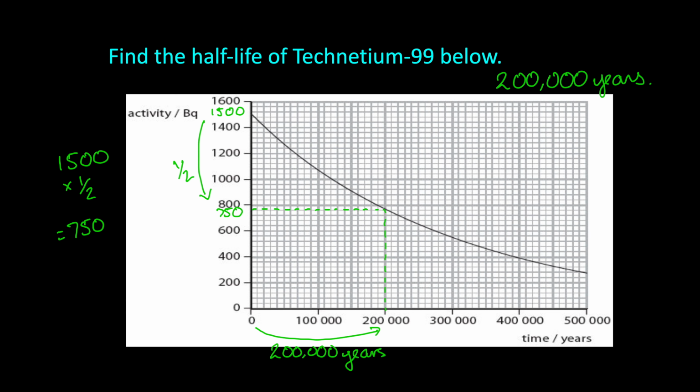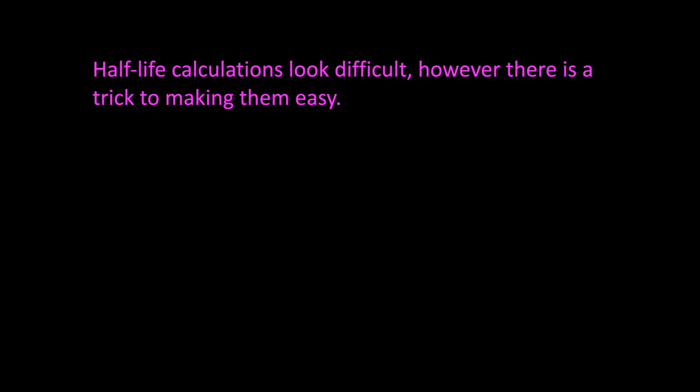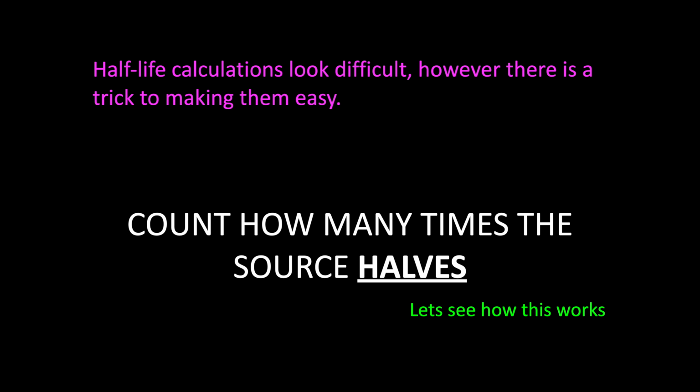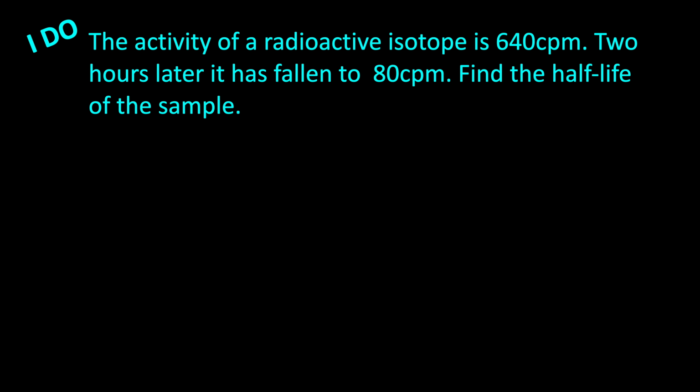But in some questions, we also need to identify the half-life of a sample numerically. Let's have a go at that now. These calculations often look difficult and often trick many students, but there is one easy way of doing it. You simply need to count how many times the source halves. Let's see how this works. In this question, the activity of a radioactive isotope is 640 counts per minute. 2 hours later, it has fallen to 80 counts per minute. Find the half-life of this sample.